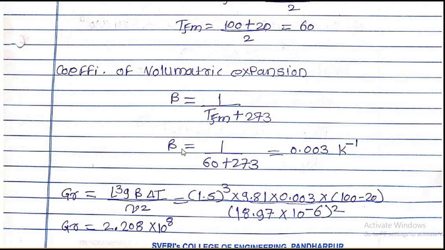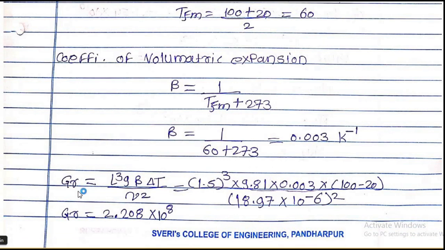Now here we have done that the coefficient of volumetric expansion is equal to 1 divided by (60 + 273), where 60 is our mean film temperature, that is we have converted that mean film temperature into Kelvin. So it becomes 0.003 Kelvin raised to minus 1. Then we have to determine the Grashof number, which will be useful for our correlation. So the Grashof number value we can determine by using the formula.